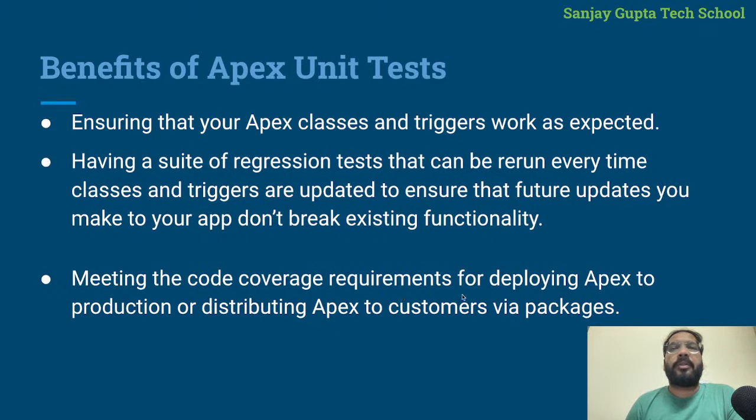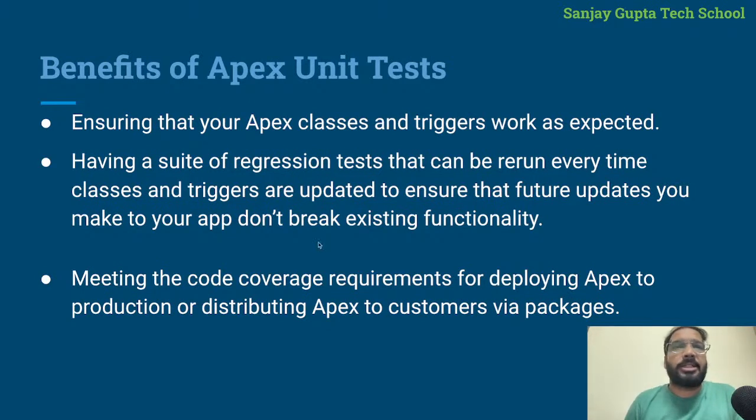And meeting the code coverage requirement for deploying Apex to production and distributing Apex to customers via packages, right? So these are the benefits. If your unit tests are failing, then you won't be able to deploy. So you need to make sure all your test methods are passing, and there should be appropriate code coverage. So basically there is a requirement of code coverage, that is a minimum requirement, which is 75%, right? So if you have implemented any test class, a minimum of 75% code coverage should be there.